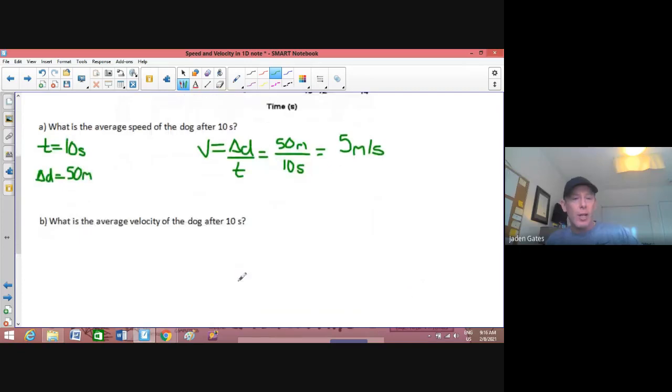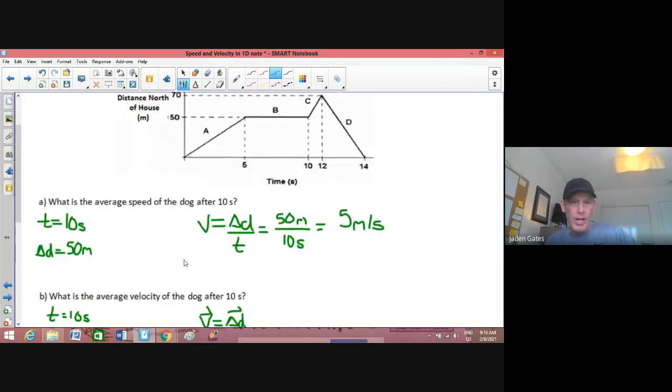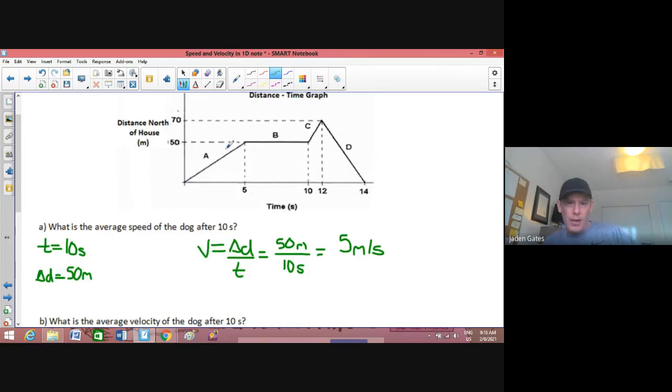All right. What is the average velocity of the dog? Well, guess what? I'm going to use the same formula here. So I've got delta D with the arrow, which means displacement, right? And once again, my time here is 10 seconds. But now I've got to find the displacement after 10 seconds. All right, so there's two different movements here, or lack of movement. But it looks like in that first 10 seconds, the only thing that this dog has done is gone 50 meters north. It starts backtracking later, so we'll have to watch out for that.